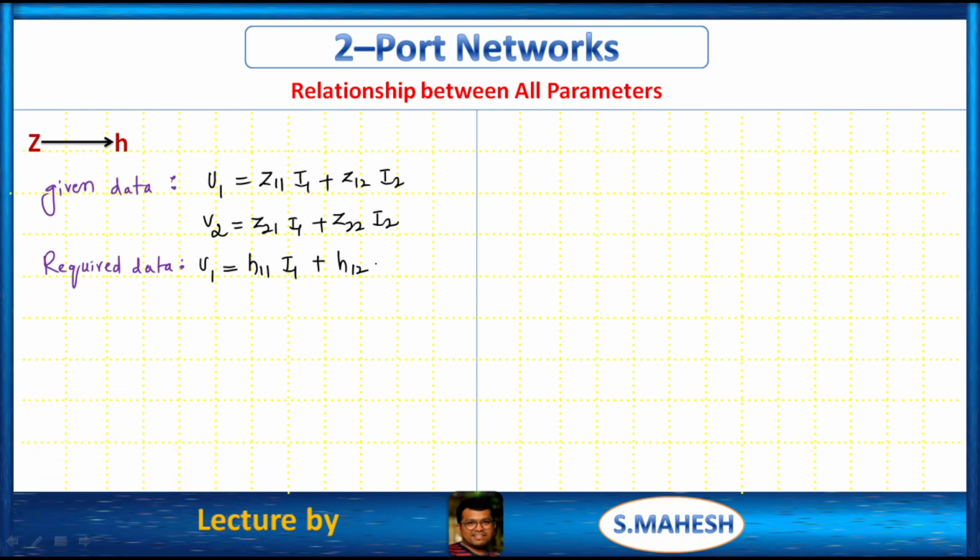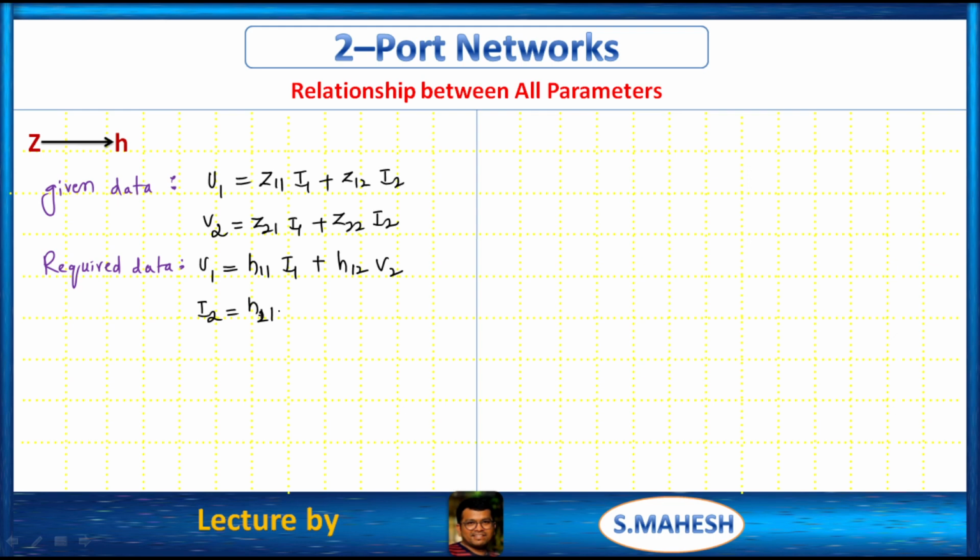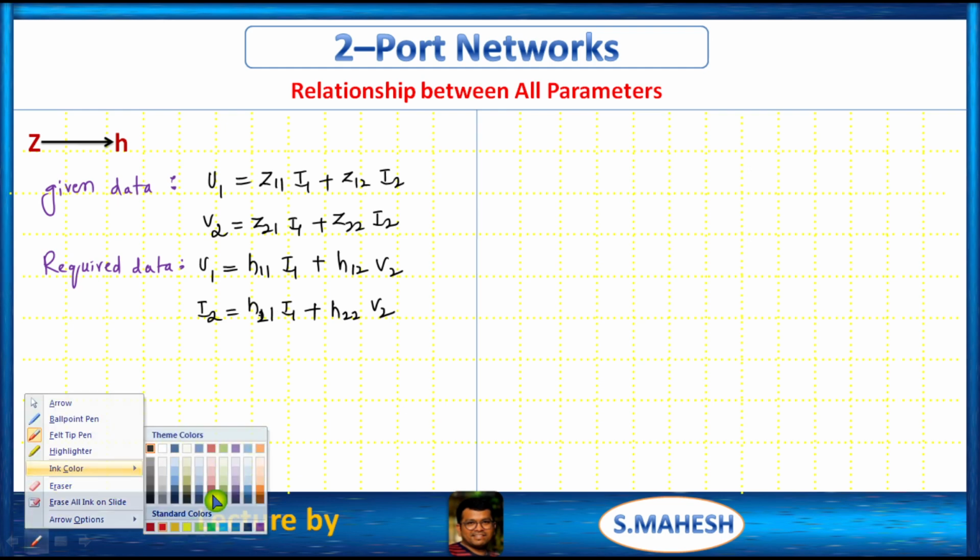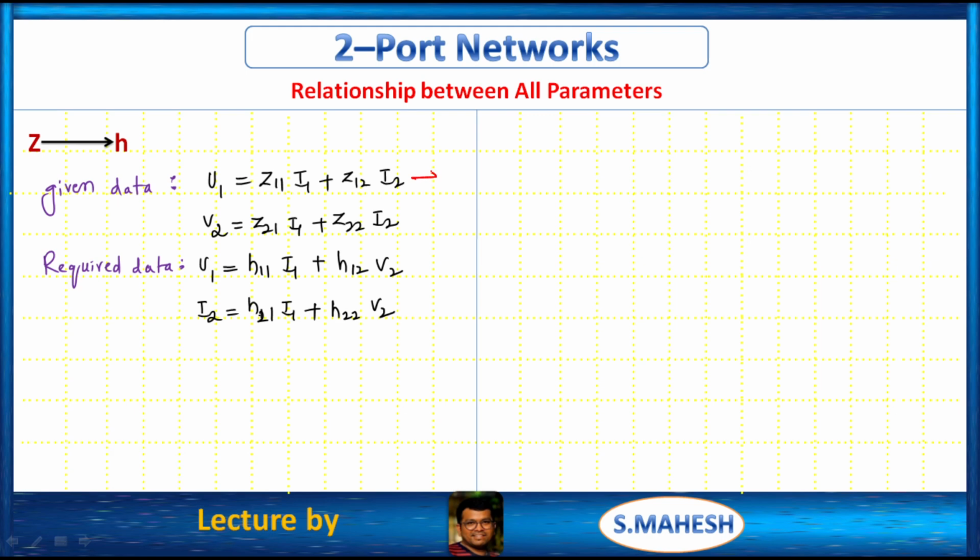H11 I1, this is what? H12 V2. Like that, output current I2 is equal to H21 into I1 plus H22 V2. That's it. So let us say this is equation 1, equation 2, equation 3, this is equation 4, that's it.